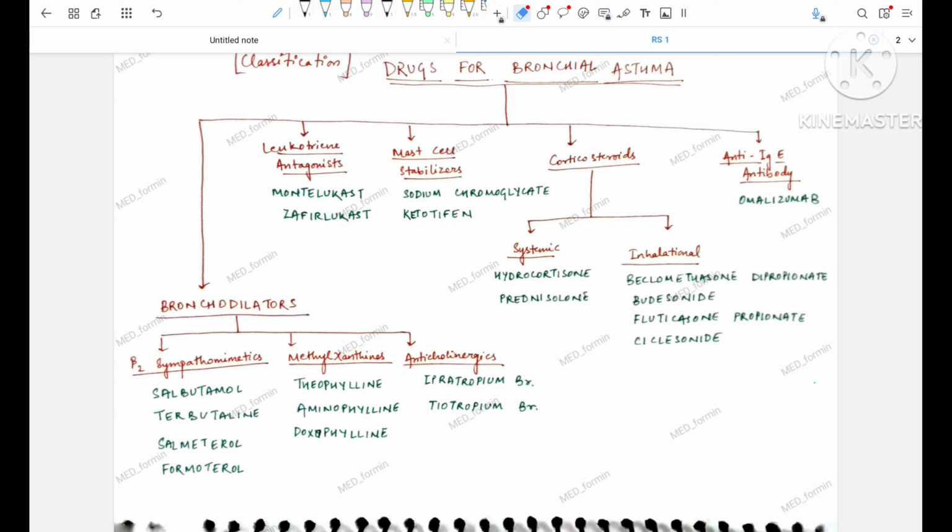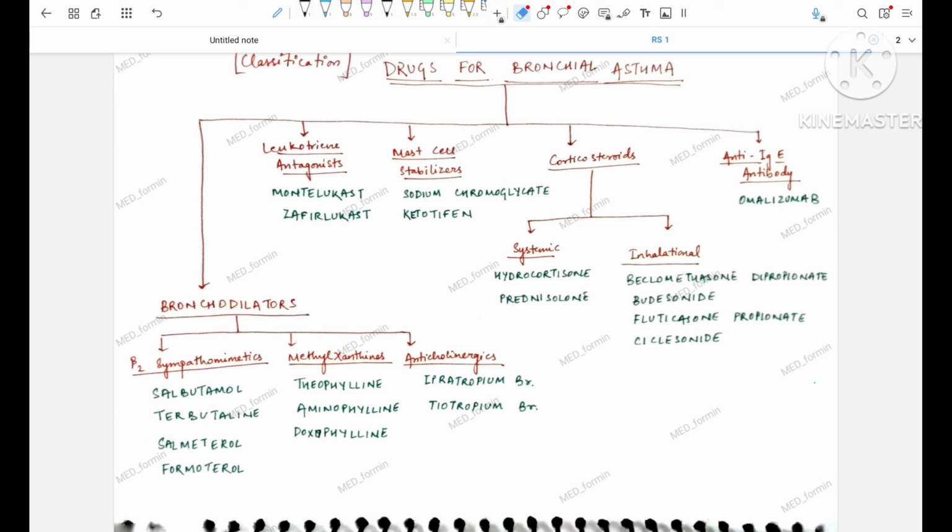Hello everyone. Today we are going to start with an important topic of pharmacology, drugs used for bronchial asthma, which comes under the topic of respiratory system. So, first we are going to look through the classification of drugs used for bronchial asthma. Once we understand how each drug works, it's going to be much easier for us to remember and understand the classification. So, we look at the classification at the beginning and also after the end of the lecture.